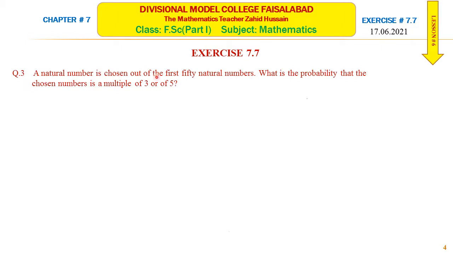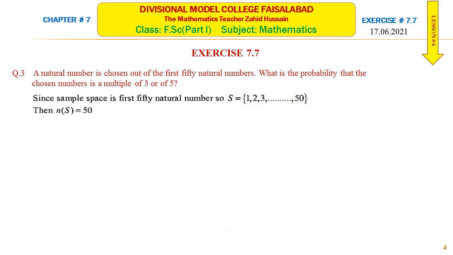So the total numbers in the sample space are the first 50 natural numbers. Since the sample space is the first 50 natural numbers, S is equal to 1, 2, 3 up to 50. They are 50 natural numbers, so the number of elements in the sample space is equal to 50. Now event A is the event in which there are those numbers out of these 50 which are multiples of 3. Multiples of 3 are those numbers which can be divided by 3. So let A be the event that the chosen number is a multiple of 3.